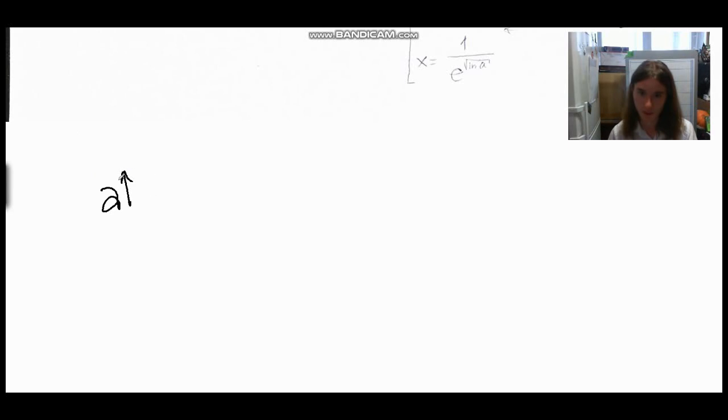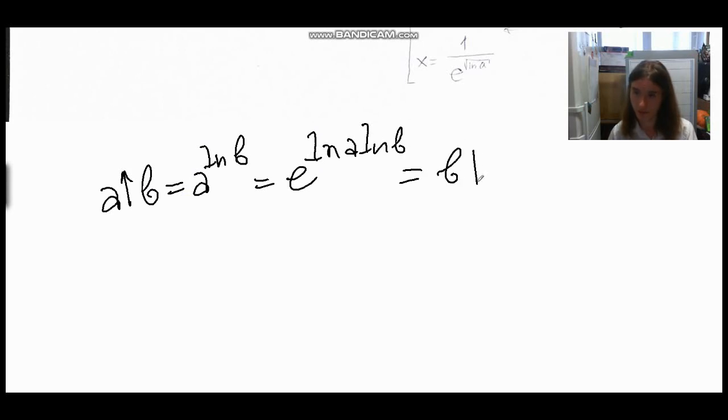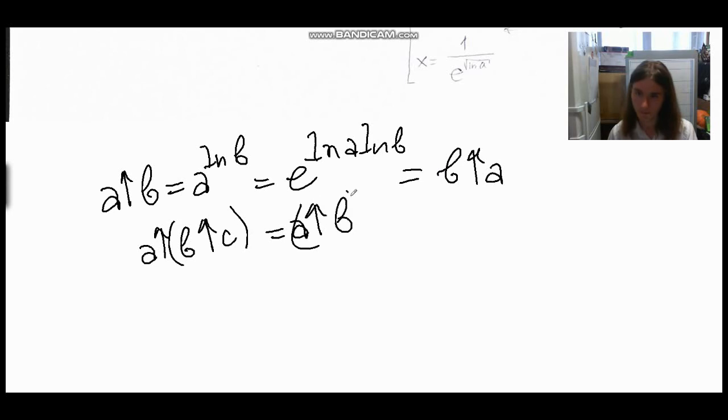If we name a arrow b as a to the ln b, then suddenly it's commutative, and even it's associative. Suddenly, you can easily prove that. And even distributive with multiplication.